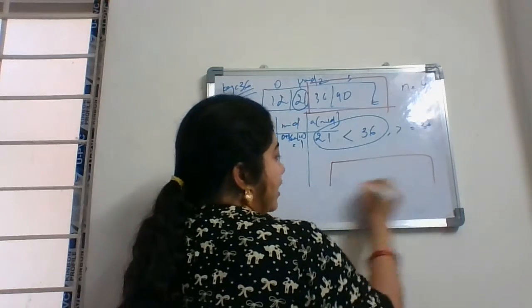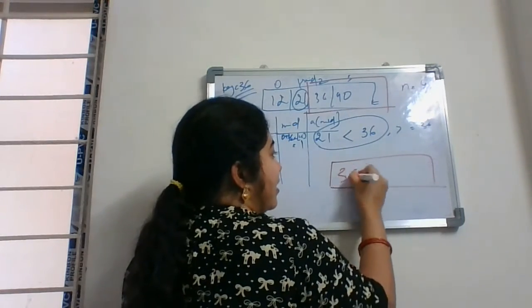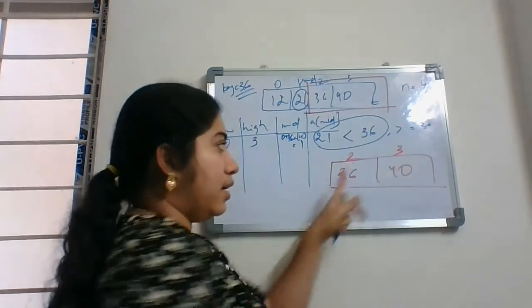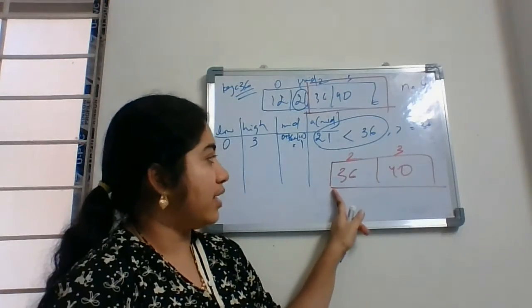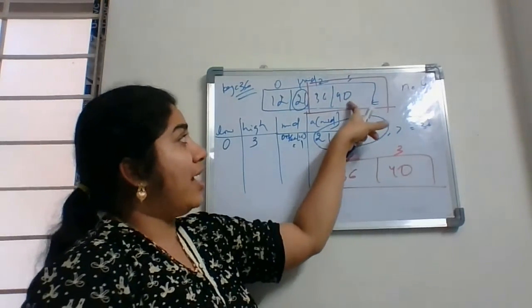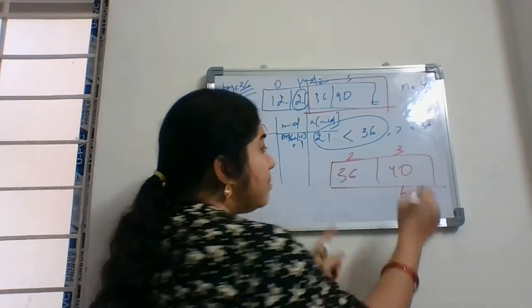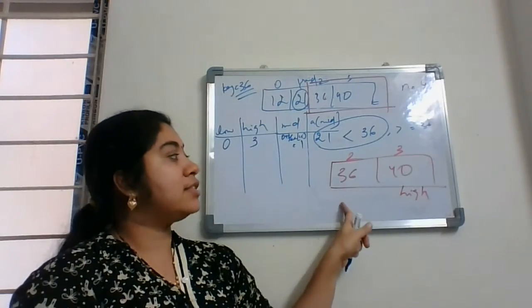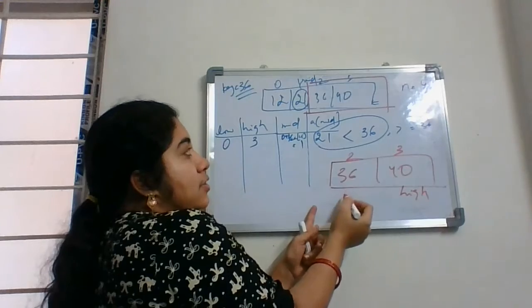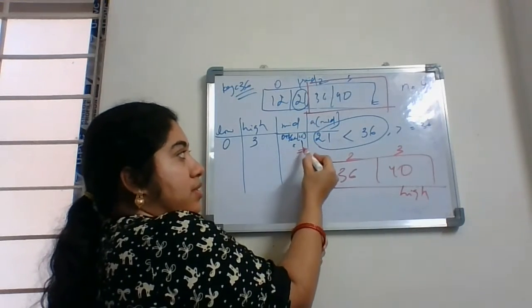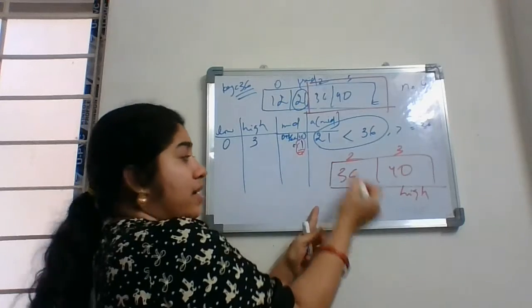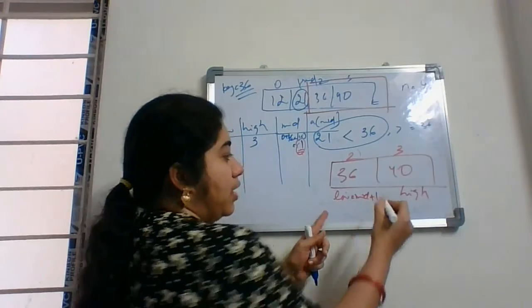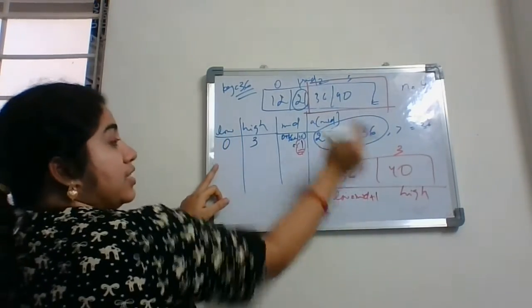So I will just consider this part of the array, 36 and 40, with index values 2 and 3. Here you can see that the high value is always 3; it didn't change. But the low value is not 0 now. Low value is 2. How can I represent this low value? Can I say low is mid plus 1? Yes, because mid is 1 here, so low is 2. So I will say low equals mid plus 1. Low is 2 now.